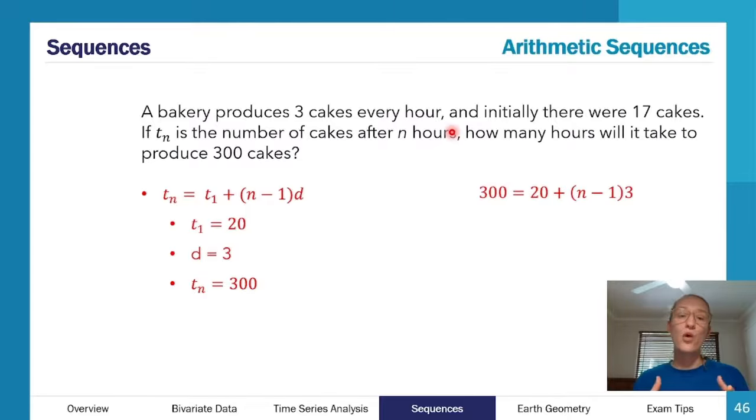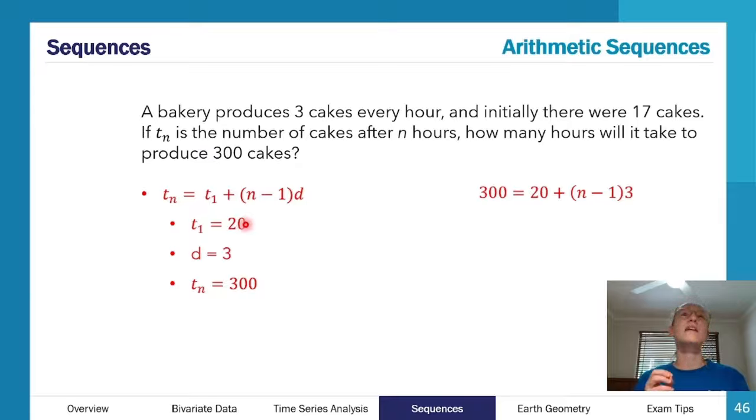So after 1 hour, we can make an extra 3 cakes. After 1 hour, we started with 17 cakes and we've made 3 cakes. So T1 is actually 20, because this is saying n is equal to 1. After 1 hour, we have 20 cakes. Or you could also define T0 as 17. That's another way you can communicate that.